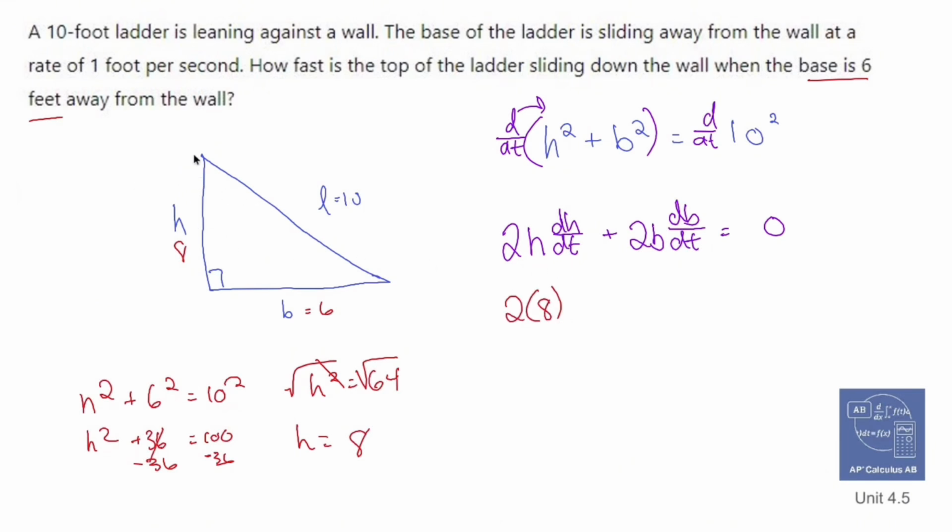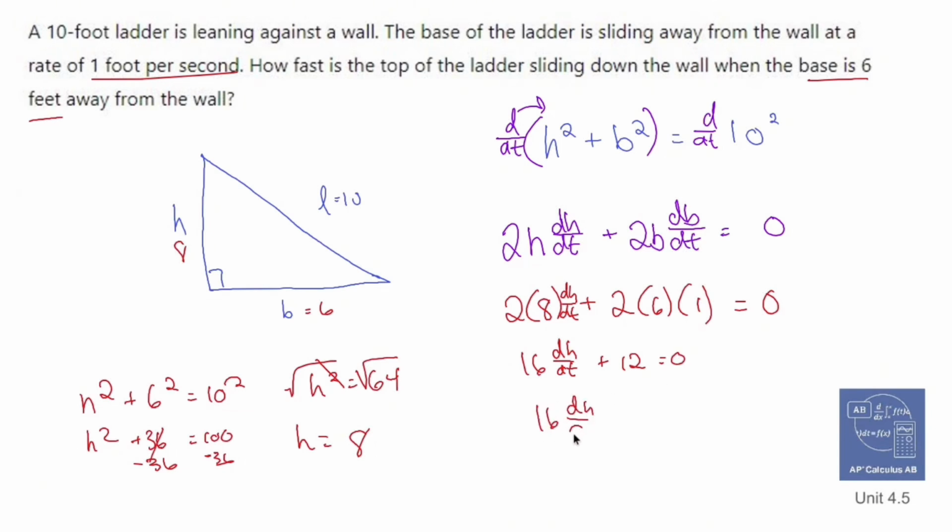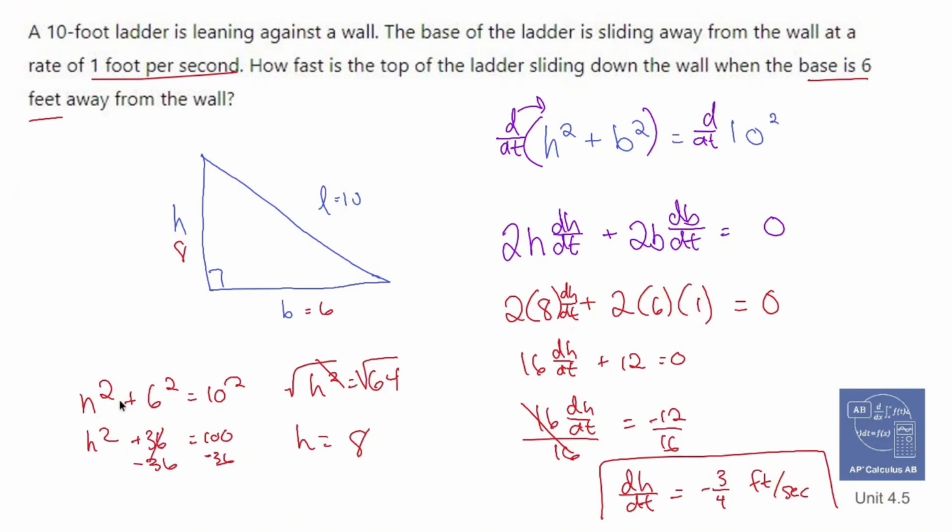So 2 times h, dh/dt is going to be the speed at which the height is changing, and that's what I'm looking for. So 2 times 8 dh/dt, plus 2 times b, which is 6 at the moment, and db/dt is 1 because that's how fast it's sliding away. That's going to equal 0. So 16 dh/dt plus 12 equals 0. Subtract 12, 16 dh/dt equals negative 12. Divide by 16, and you get dh/dt equals negative 3/4. Now my unit of measure is feet per second, so we'll say feet per second. And there you have it. That's the ladder problem. Fun, fun, fun.